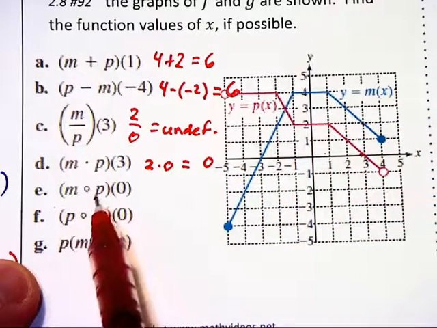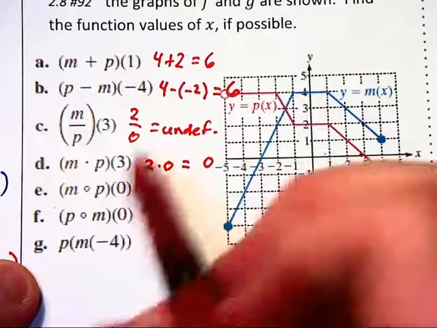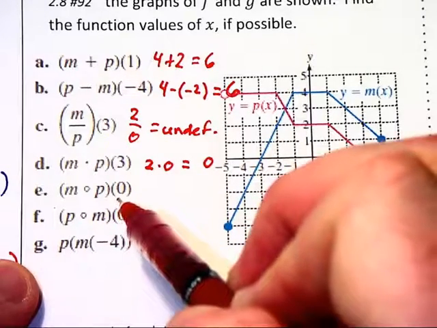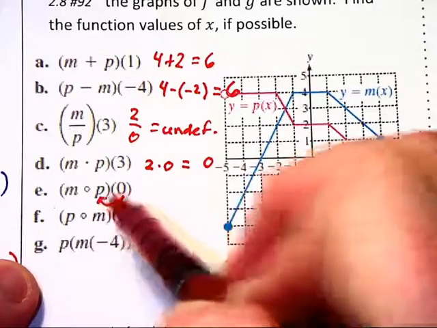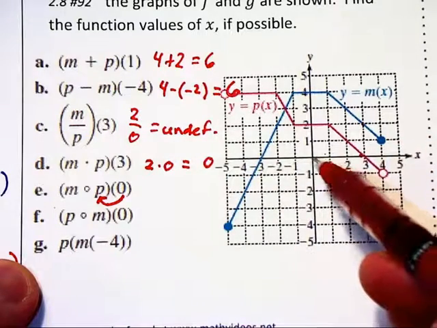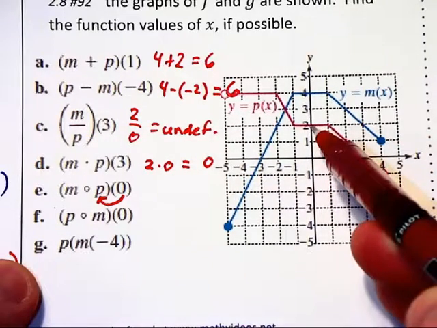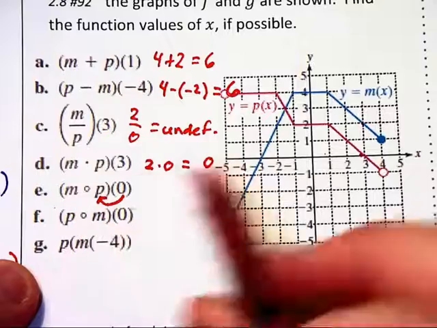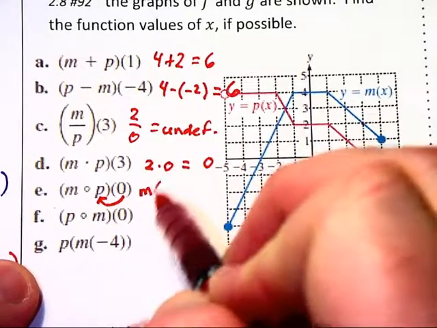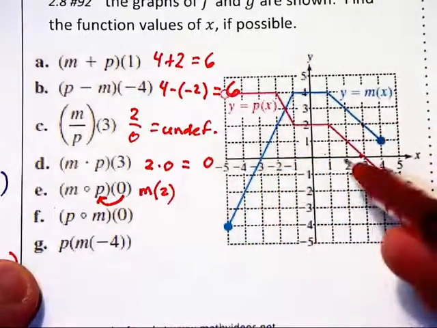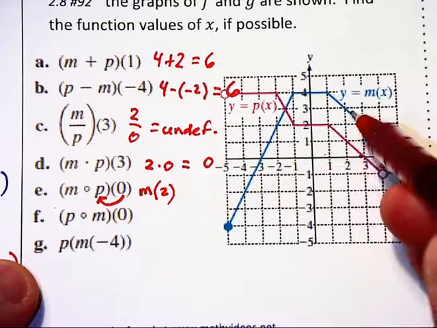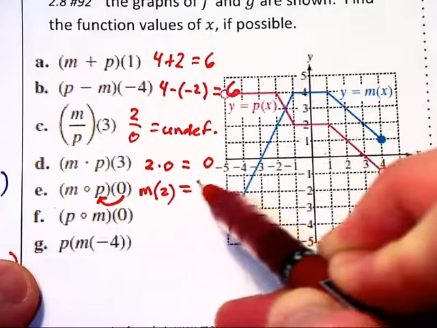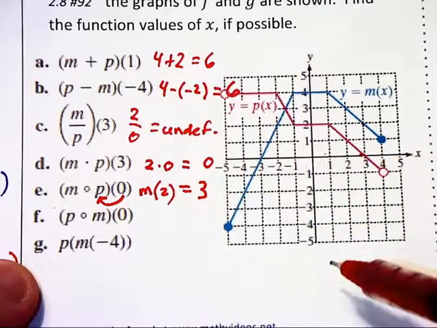M composite p of 0. Now this is the interesting part. We start by substituting 0 into function p. That will be a height of 2. Then 2 goes into function m. So we have m of 2. We take 2, go up to the blue graph m, and find out that its output is a height of 3, and the final output there is 3.